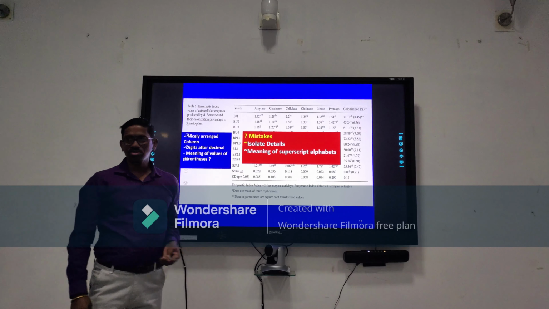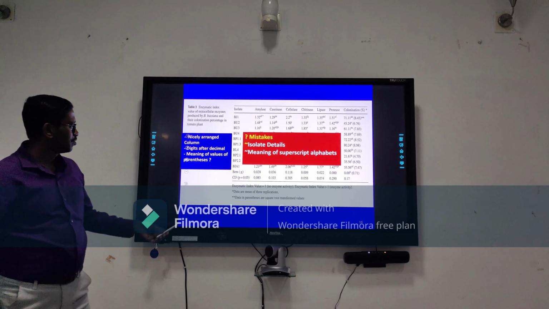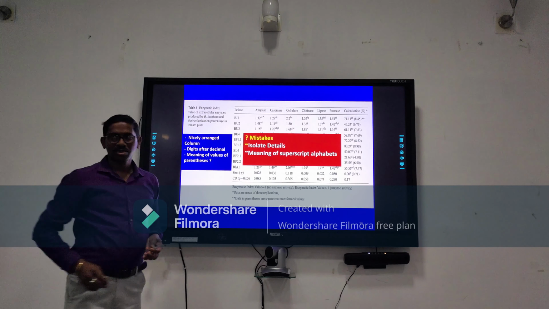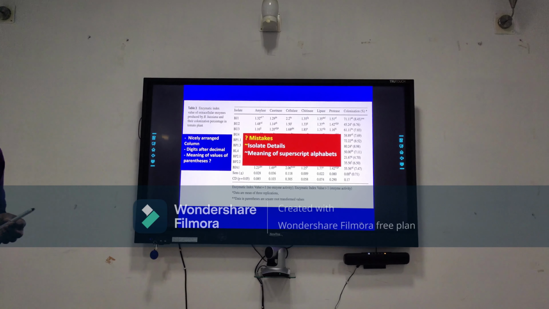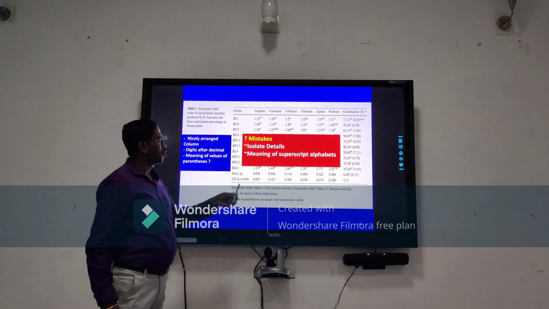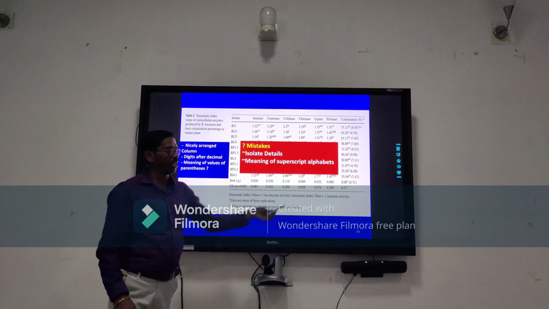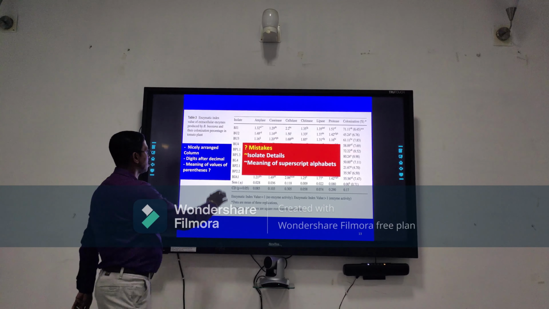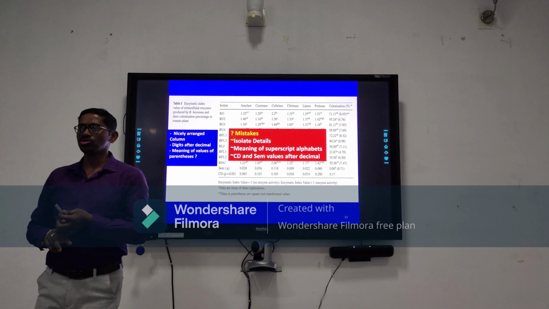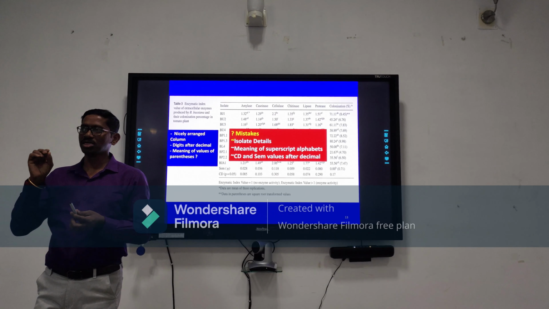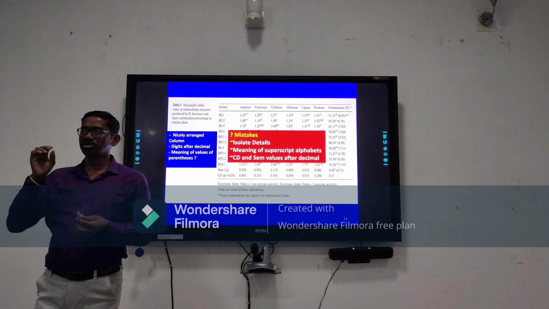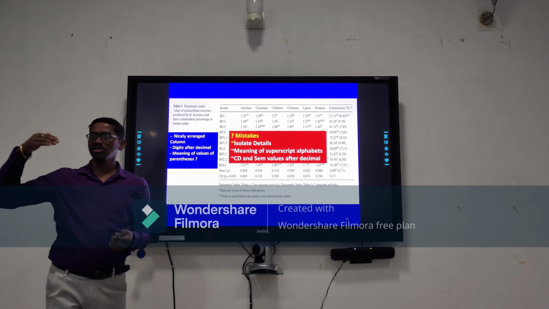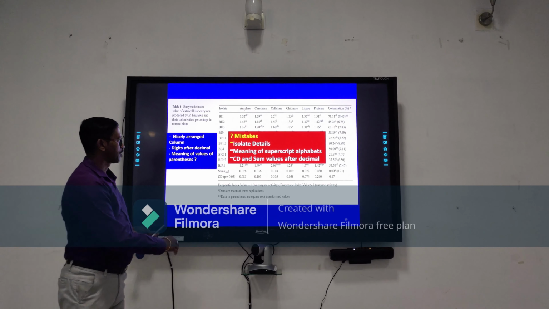Secondly, they forgot to mention the meaning of the superscript alphabet. If you observe the table keenly, you will not find the meaning of this superscript alphabet anywhere. So this is one of the big mistakes done by that author in his table. You should not do it. You have to clearly mention the meaning of each and everything, whatever you have mentioned in the table, either in the footnote or within the text.